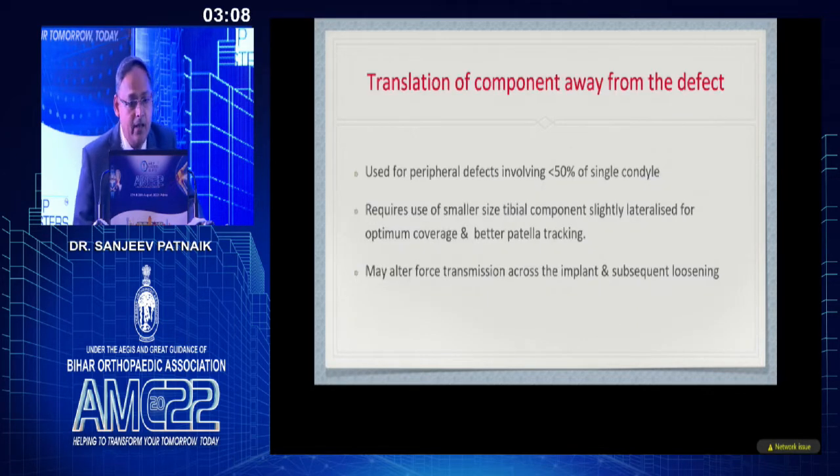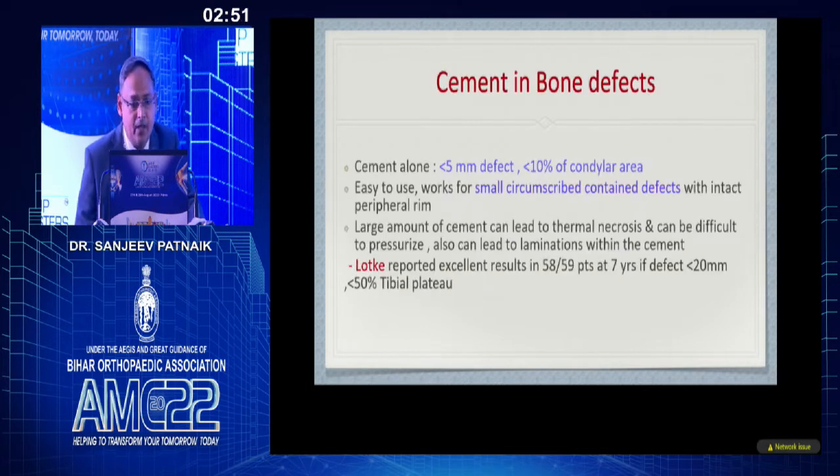Now, translating the component away from the defect is used for peripheral defects less than 50% of the condyle. That requires a smaller tibial component lateralized for optimum coverage and better patellar tracking. It may again alter the force transmission across the implant and lead to subsequent loosening. Now, cement in bone, for the smaller defects less than 5 millimeters, is easy to use.